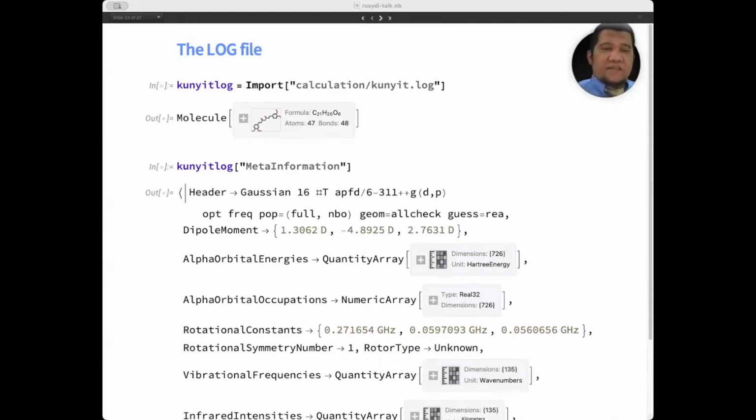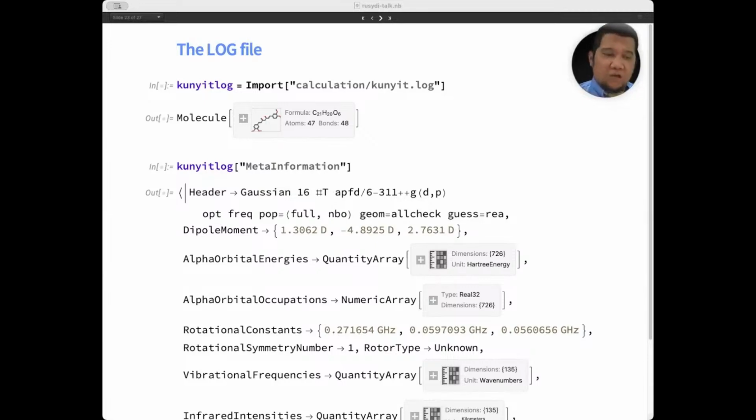Gaussian saves its calculation results in a log file. Wolfram Mathematica can read the Gaussian log file using the function Import. Here, kunyit log is the label for the log file. The information contained in the log file can be revealed using the MetaInformation option. We have the header, which tells us the software and the exact commands we use for the calculation.